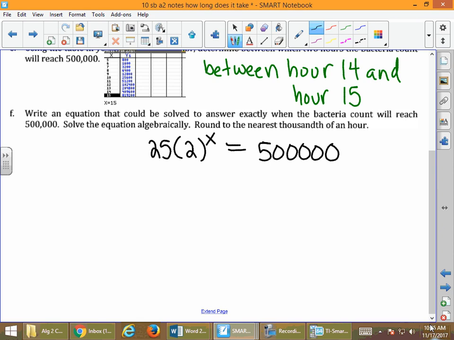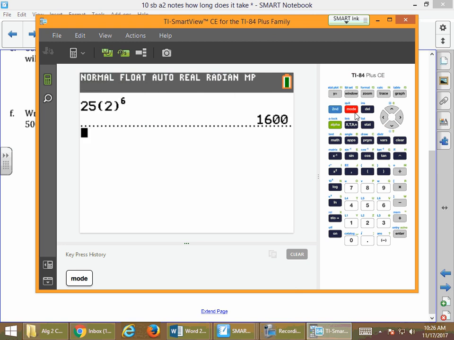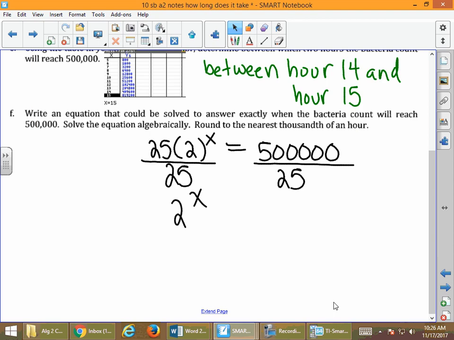And the question is, what do we do first to solve this equation? And we do. We divide by 25. When we divide by 25 over here, we get 2 to the x. If you prefer to write the parentheses, write the parentheses. We do not need to have the parentheses in there. If you don't know what 500,000 divided by 25 is, then type it in. And we get 20,000. I hope you don't have to type it in, but some people do.